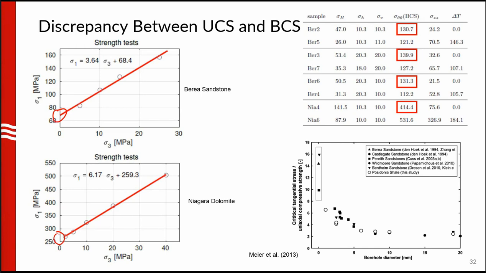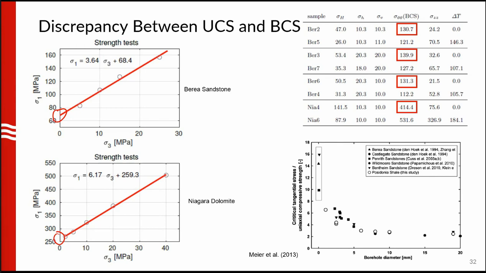What we learned from the timing at which these breakouts form is that the hoop stress when these breakouts happen was for sandstone around 130, and then for Niagara Dolomite 400. And that's almost a factor of 2 or more compared to the rock strength that we measured in the lab. And that was a very big puzzle.